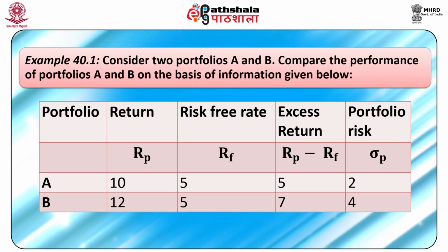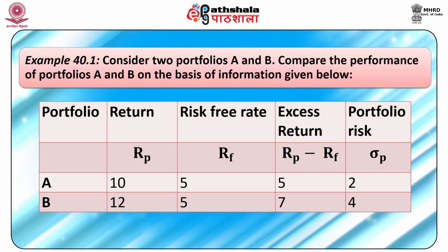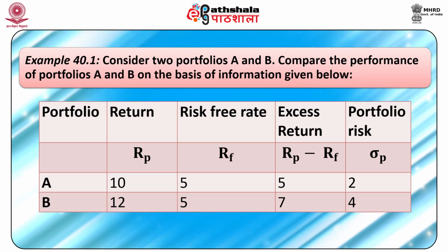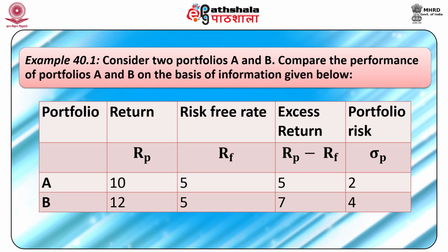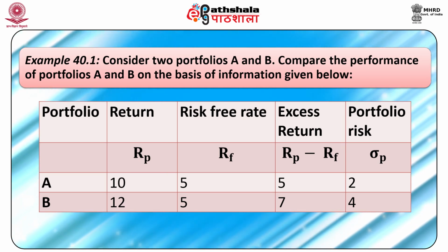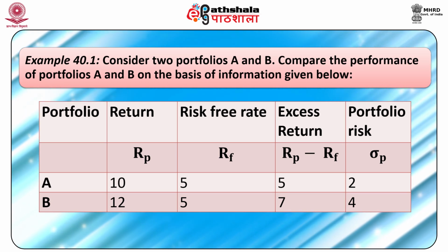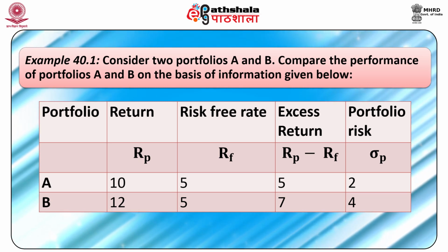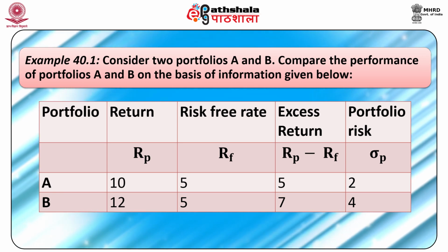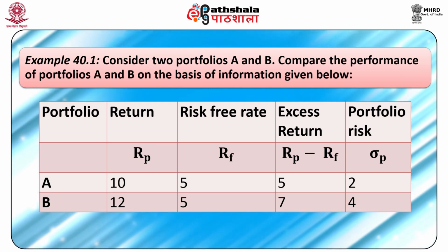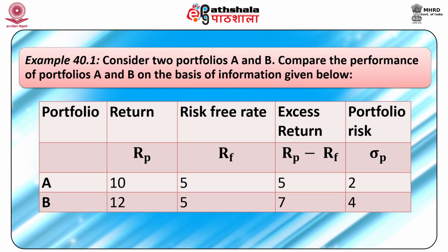We have 5 columns. The first column shows the portfolio, that is A and B. In the second column we have return, that is RP. For A we have 10% return, for B we have 12% return. In the third column we have the risk-free rate, shown by RF. For A we have 5% and for B again 5%. In the fourth column we have shown excess return, that is RP minus RF. For A it is 5%, for B it is 7%.